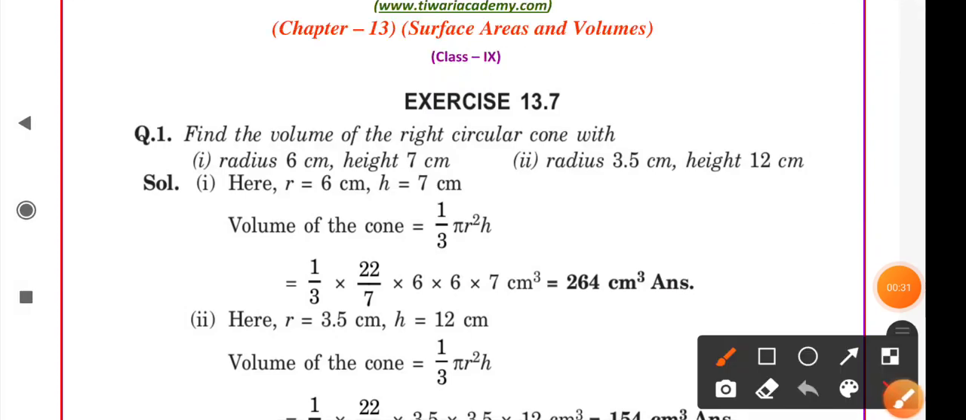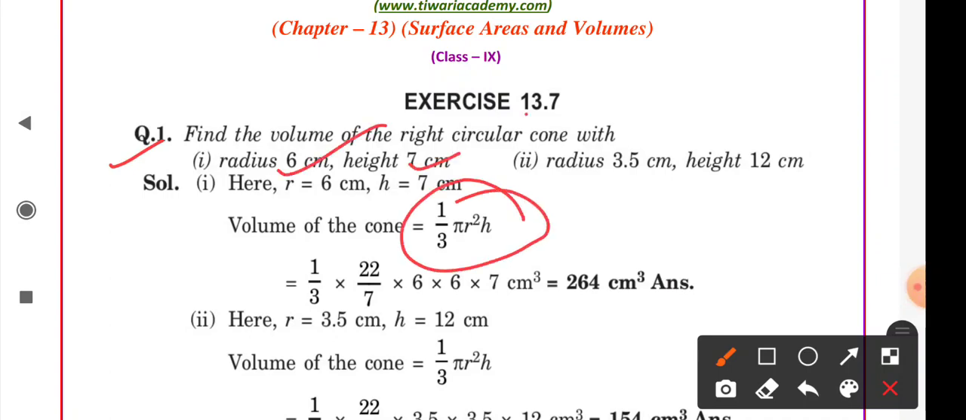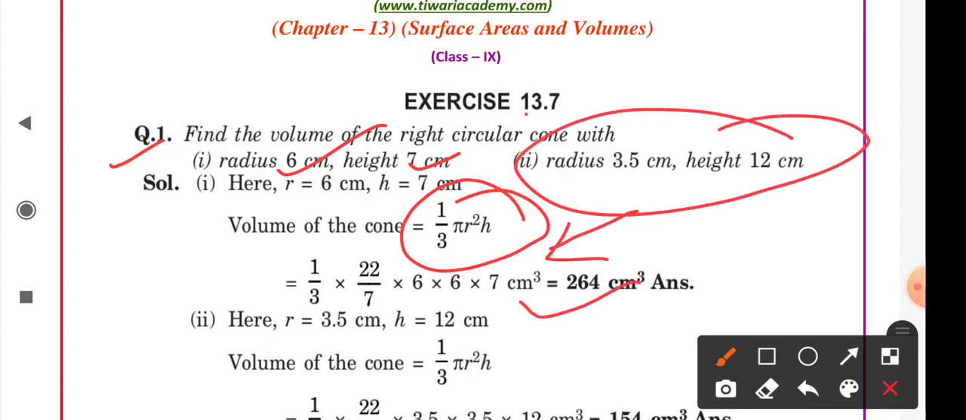You can see that in question number 1 you have to find out the volume. Radius is given, height is given. You have to directly apply the formula 1 upon 3 pi r square h. You will substitute all the values and you will get the answer. Similarly for the next part also.